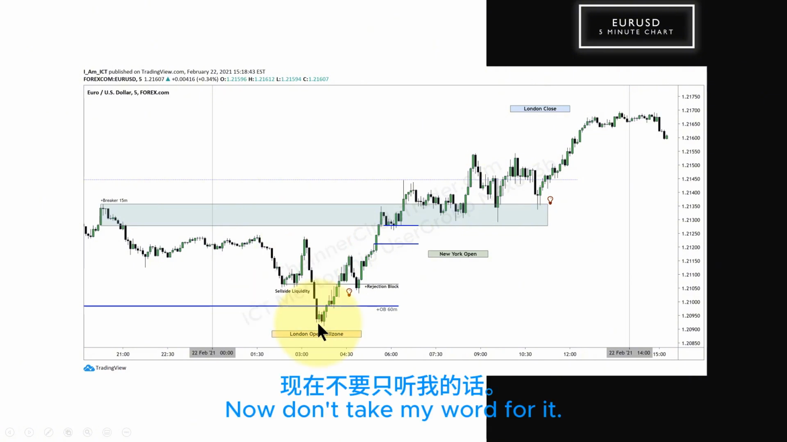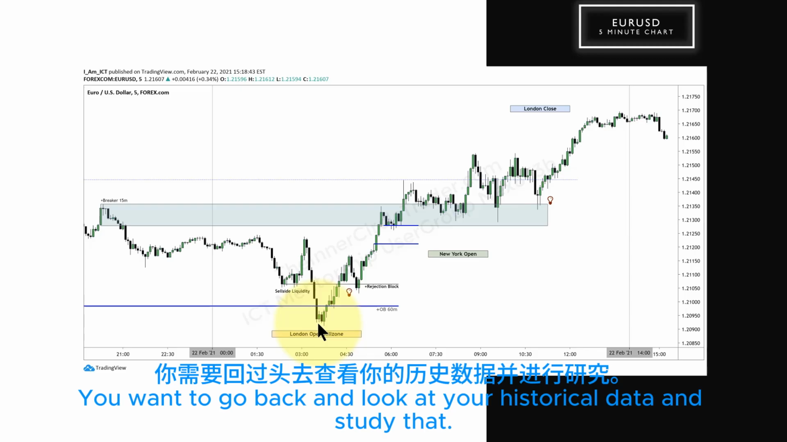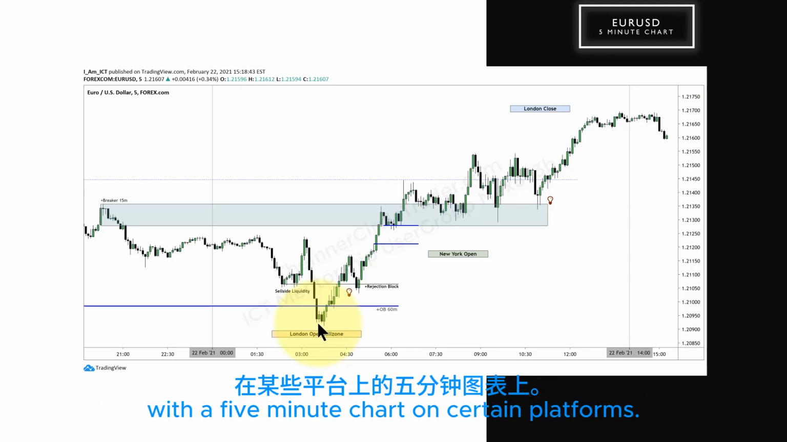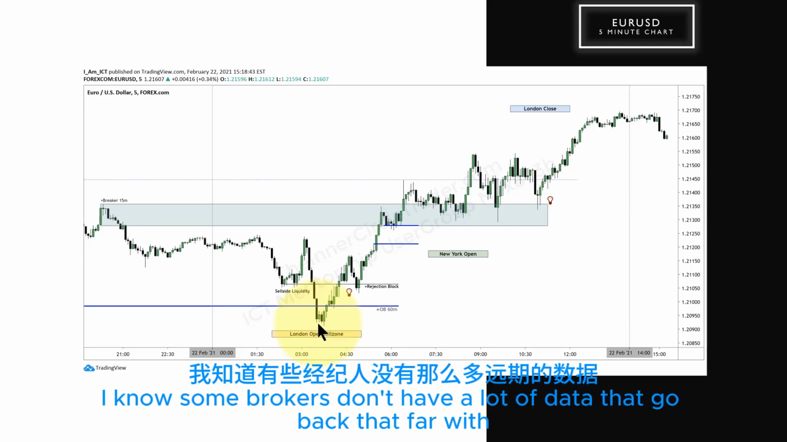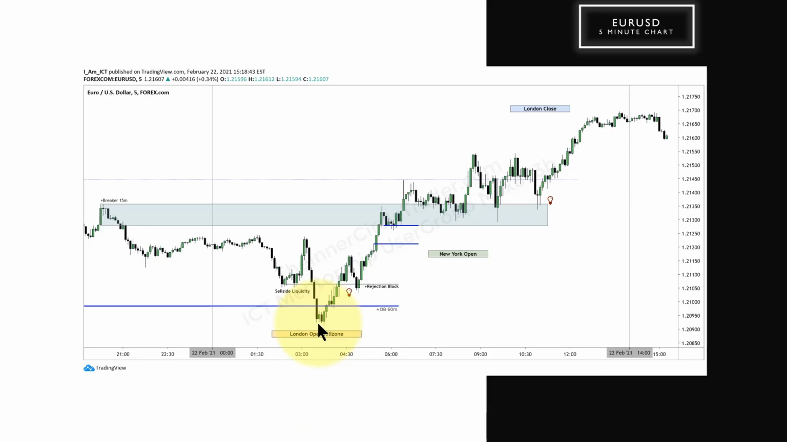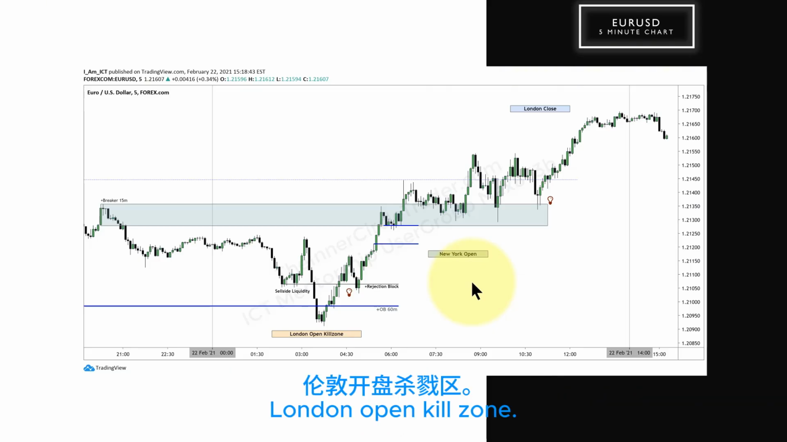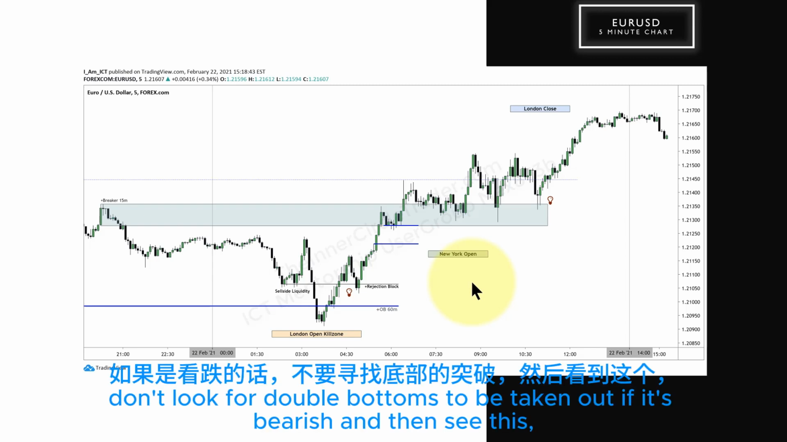Now, don't take my word for it. You want to go back and look at your historical data and study that. Now, I know you probably won't be able to go back as far as you might want to go with a 5-minute chart on certain platforms. I know some brokers don't have a lot of data that go back that far with a 5-minute chart, but do the best you can. And going forward, you know that this is a signature that's classically associated with London Open kill zone. But again, don't look for double bottoms to be taken out if it's bearish and then see this.